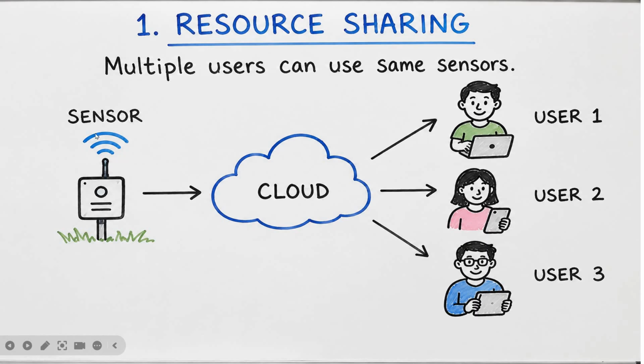For example, suppose we have one weather sensor. Now, this can provide the data to farmers. Suppose user 1 is a farmer, user 2 is a researcher, user 3 is some weather department. So this data can be simultaneously provided to all the users, and the cloud stores and distributes the data to the users based on their needs.